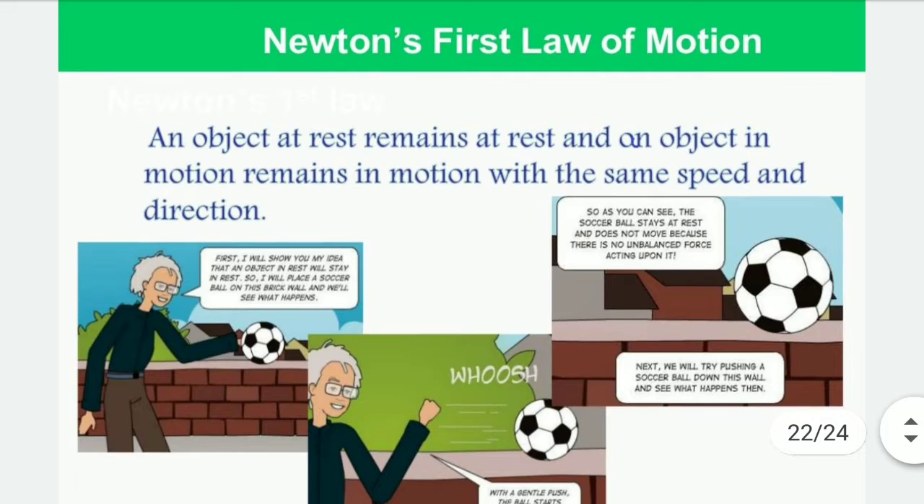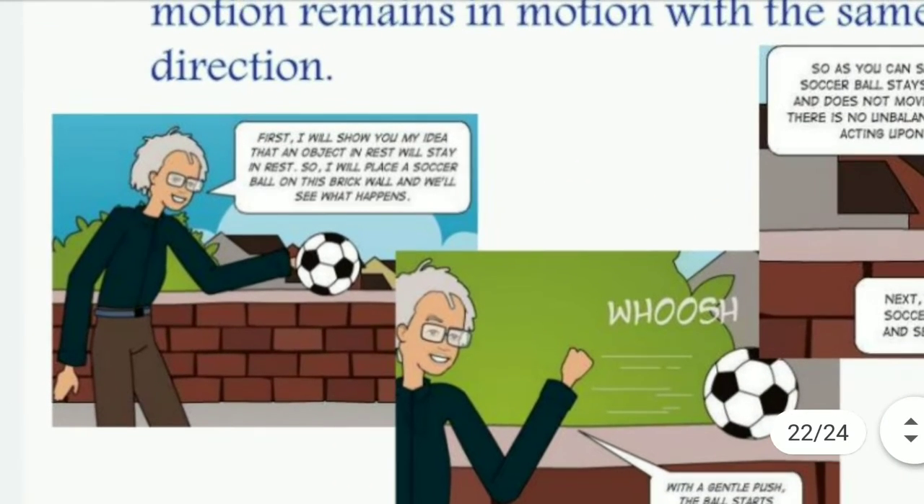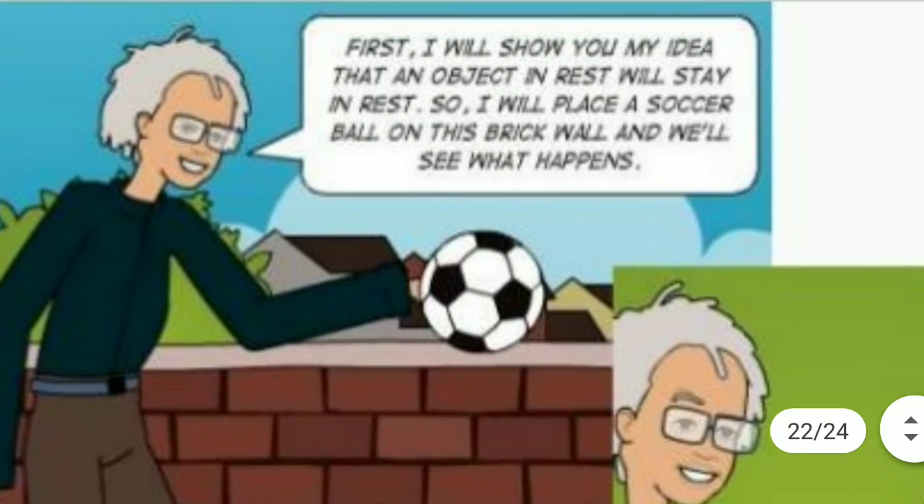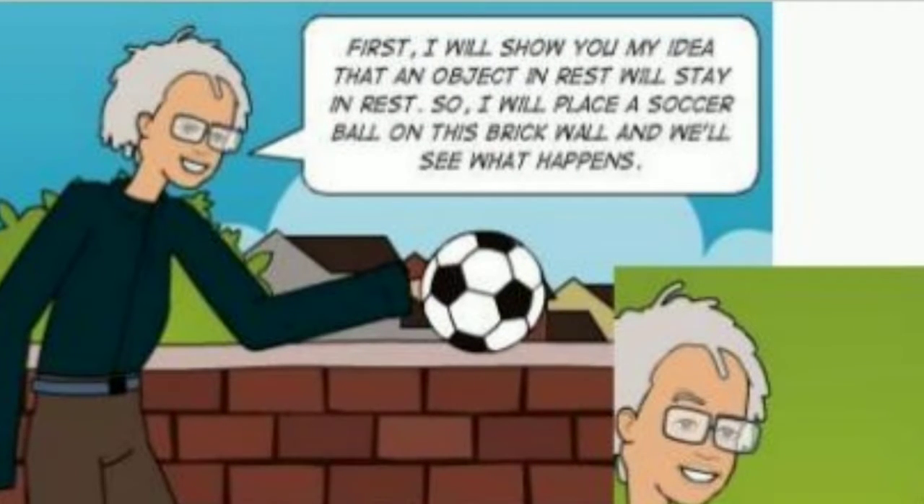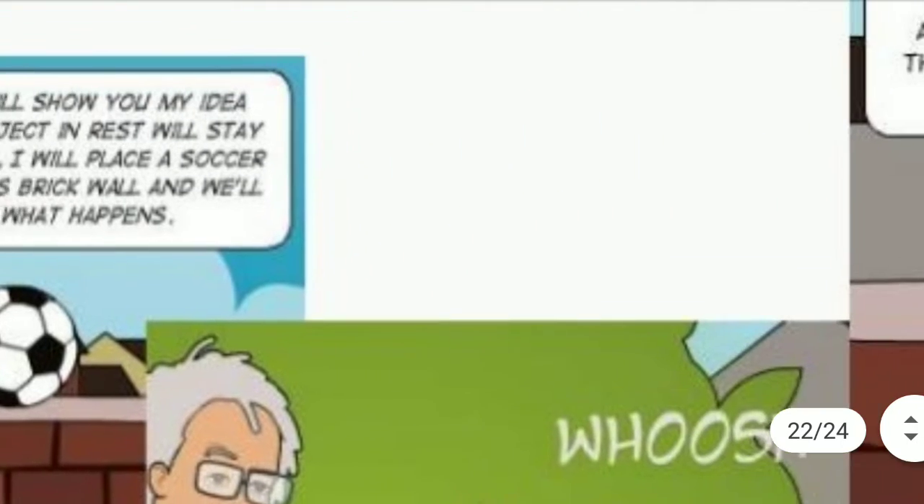Observe this picture. An object at rest remains at rest and an object in motion remains in motion with the same speed and direction. What does this picture show? First, I will show you my idea that an object at rest will stay at rest. So I will place a saucer ball on this brick wall and we will see what happens.